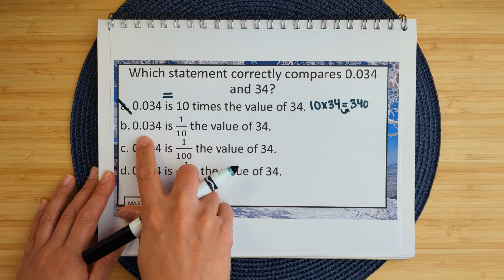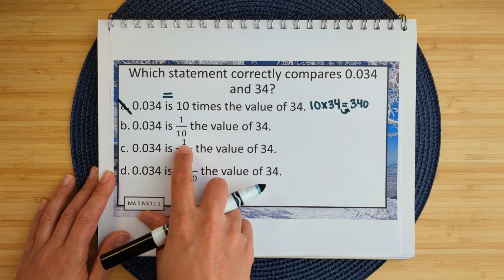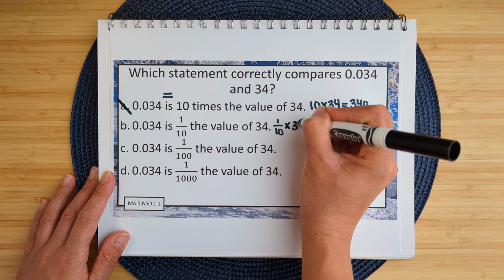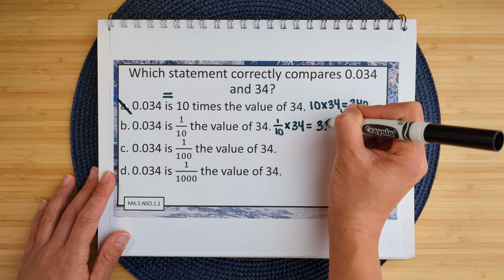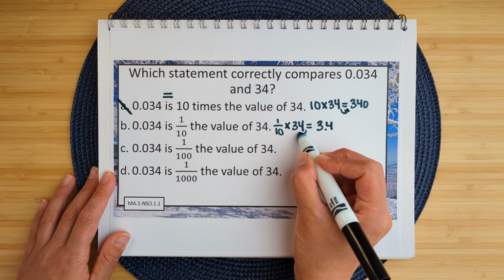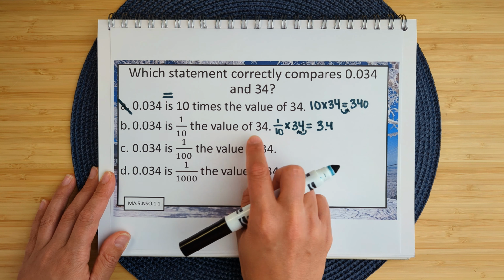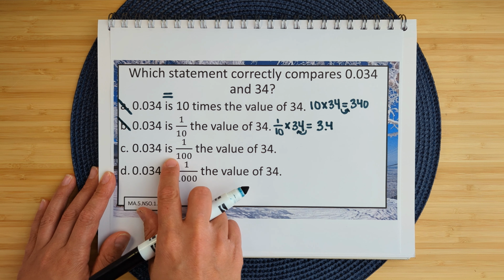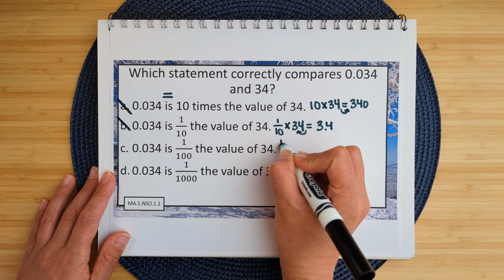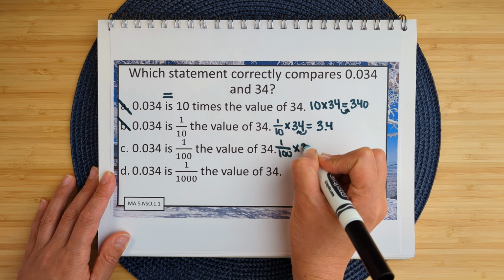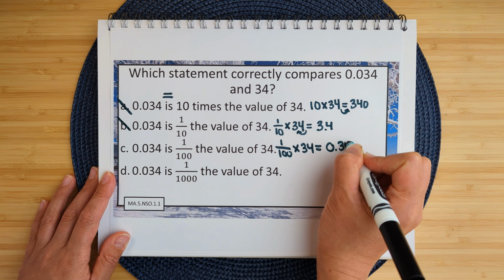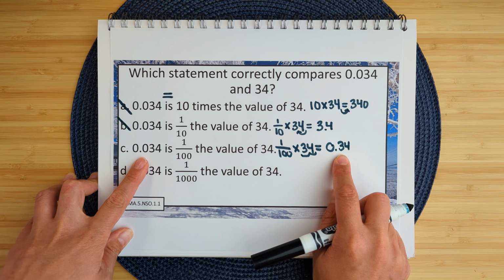No. 34 thousandths is 1/10 the value of 34. So 1/10 the value of 34 is equal to 3.4. I'm moving that decimal place 1 to the left because it's 1/10 of. Those are not equal, so no. 34 thousandths is 100th the value of 34. This time I'm moving my decimal place over 2 times to the left because it's 1/10, 1/10, which is equal to 100th. Those are not equal.